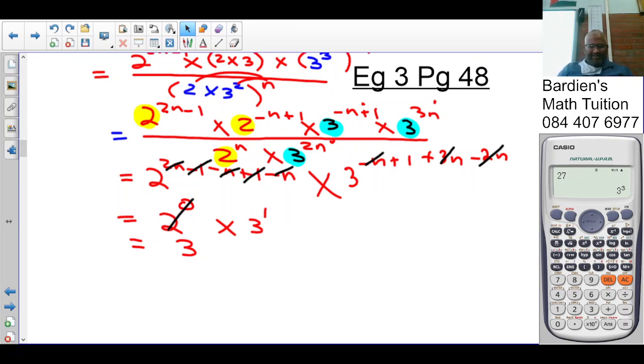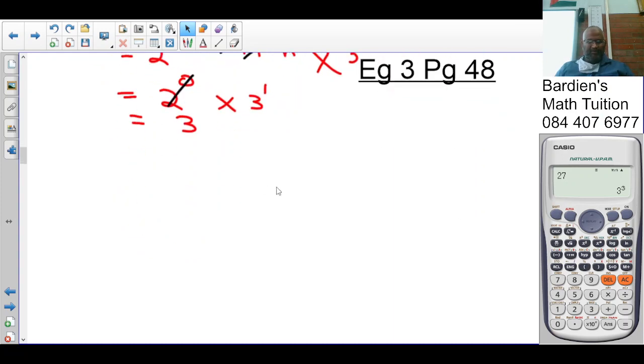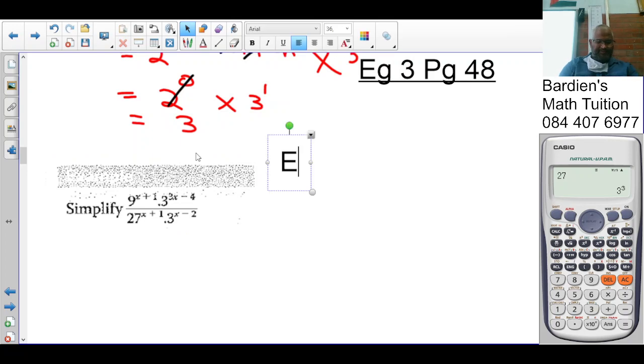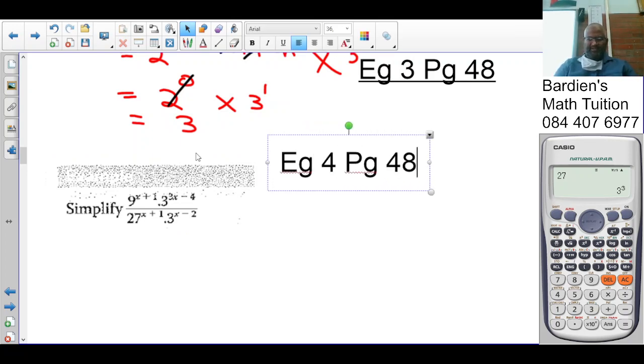Okay, we'll do another one. Yay. Example 4 on page 48.